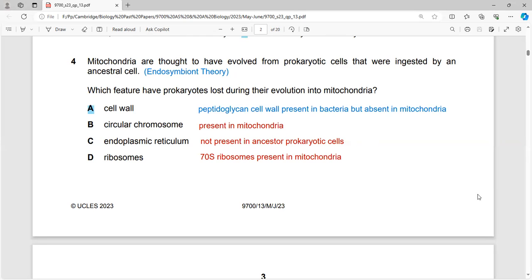What about the circular chromosome? There is a circular DNA present in the mitochondria, so this is a conserved structure. It is not lost. The endoplasmic reticulum is not present in the prokaryotic cell or in bacteria, because no membrane-bounded organelles are present in prokaryotic cells. So it is not present in the ancestor, and it is not present in mitochondria. While the ribosome is an evolutionarily conserved structure, containing 70 Svedberg ribosomes, it is present in mitochondria and in its ancestor. So A is our correct answer here.